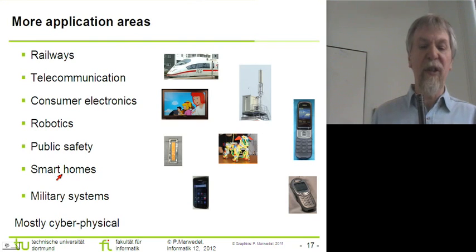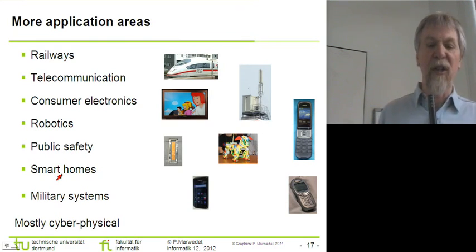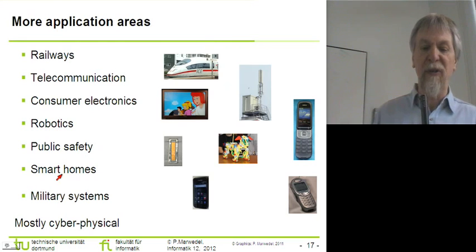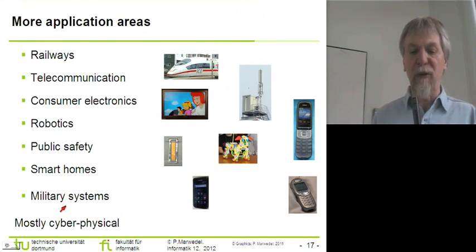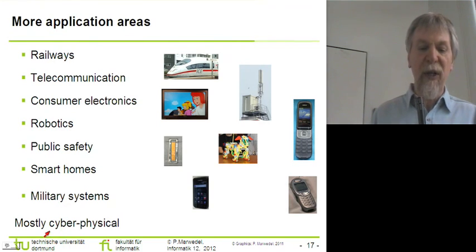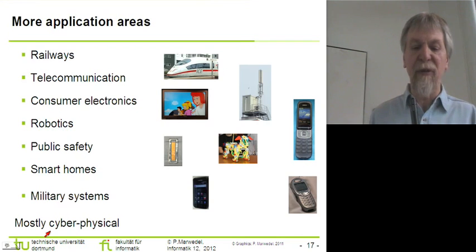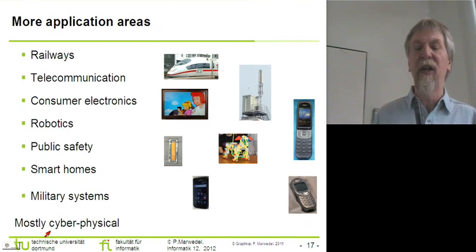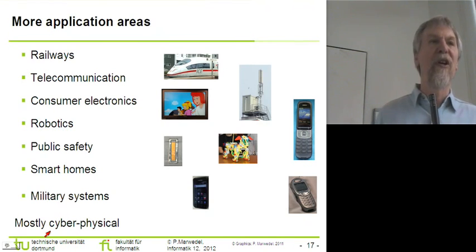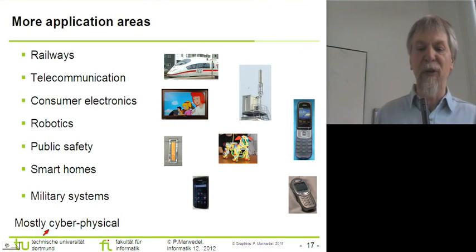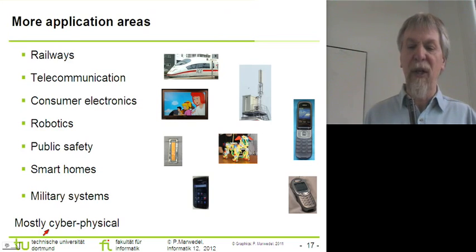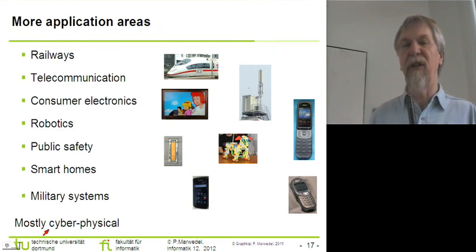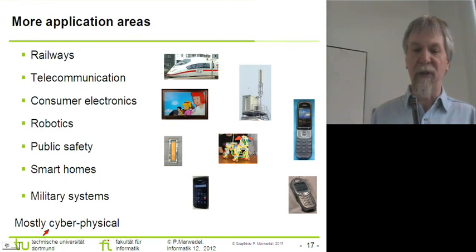We are thinking about smart homes. We are thinking about technology that reduces, for example, the energy consumption of homes. And there are, of course, military systems. Of all the systems that I have mentioned, many of them, or most of them, are actually cyber-physical systems, and some of these systems are these kind of smartphones that are a little less linked to the physical environment, but I would like to still include them in the scope of this course.